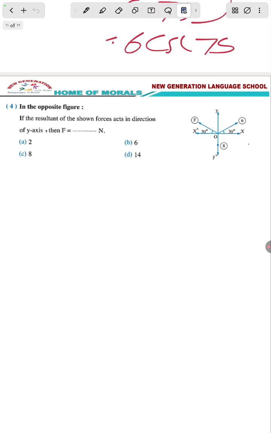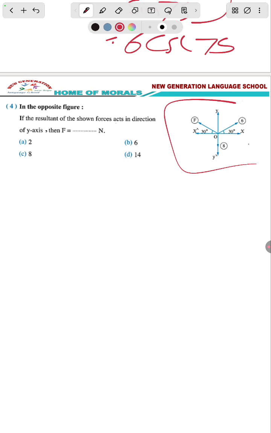Okay, another one. I have a figure, and the resultant of the shown forces acts in the direction of the y-axis. Since the resultant acts in the direction of the y-axis, the resultant bisects the angle, so F equals 6.